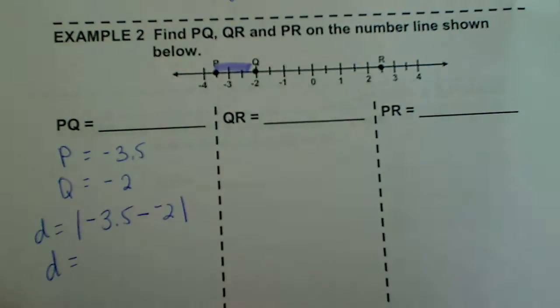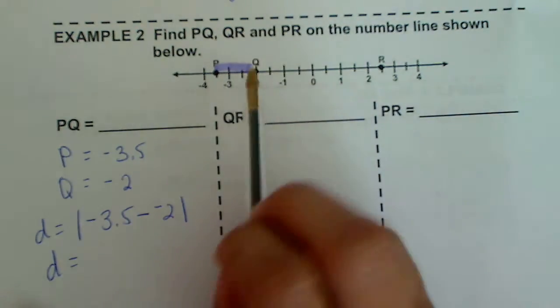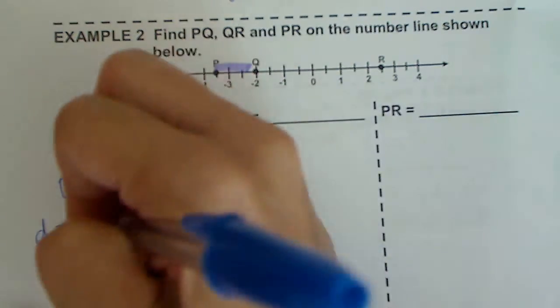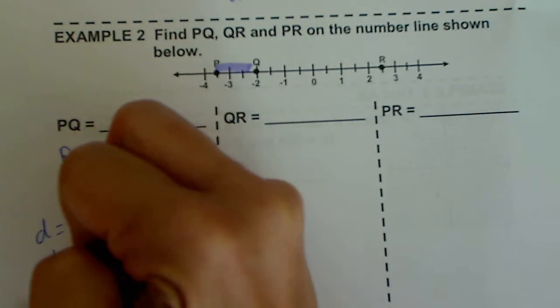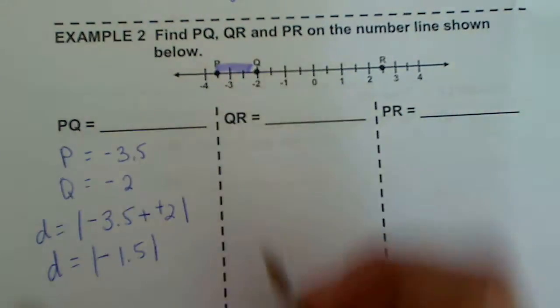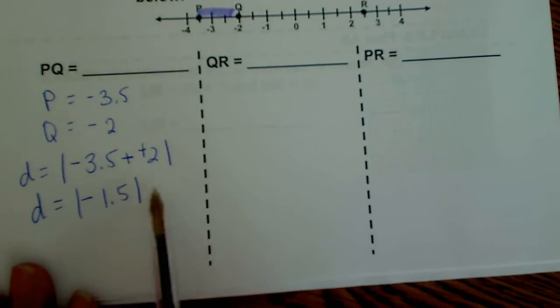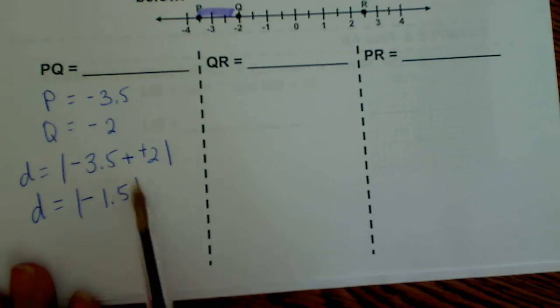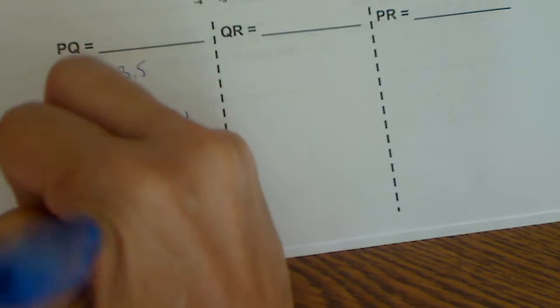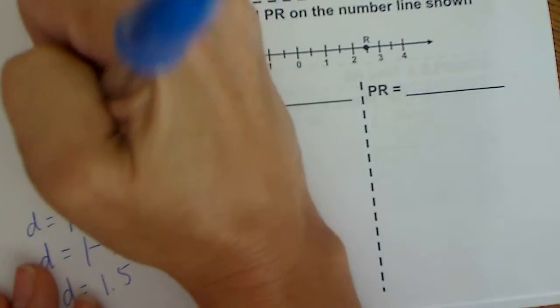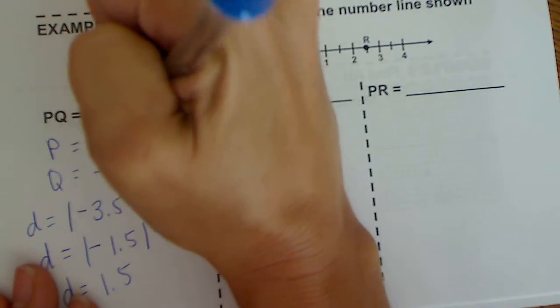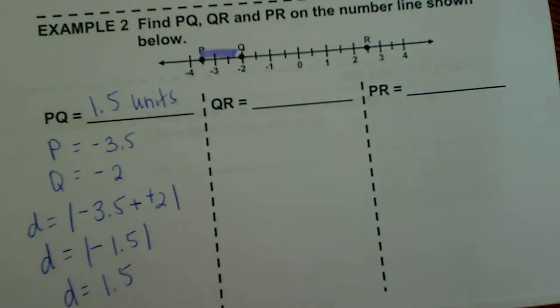Can anybody else tell me what -3.5 minus -2 is? Okay, so it's going to be 1.5. You can do your keep, change rule, or just put it in your calculator. You should get -1.5. Okay, and then the absolute value of -1.5 is just a positive. So the distance from there to there is just 1.5 units. So 1.5 units from P to Q.